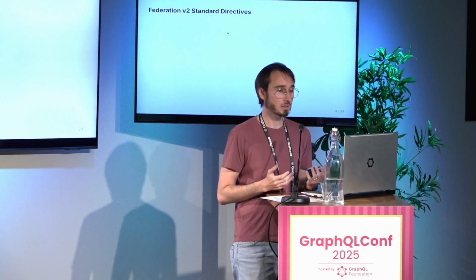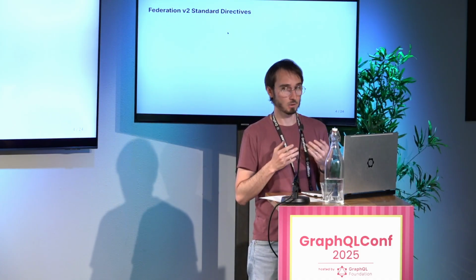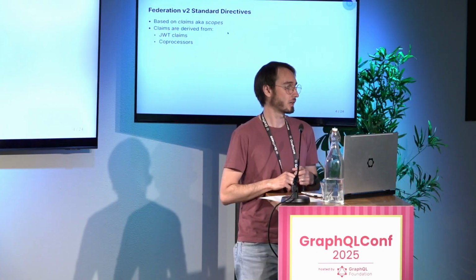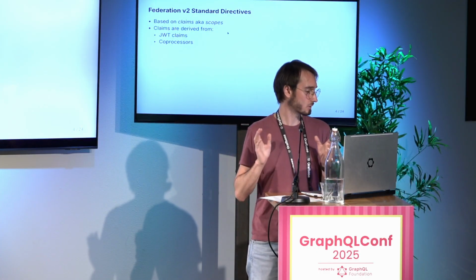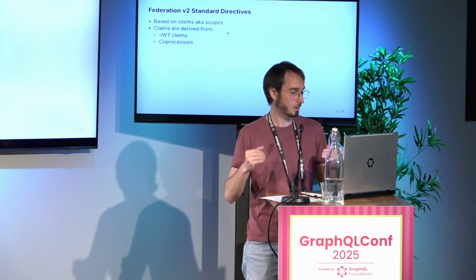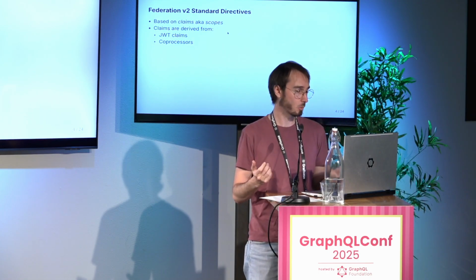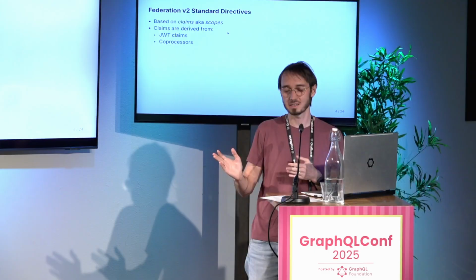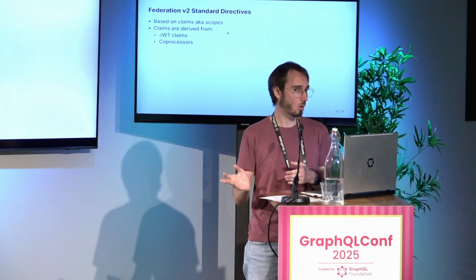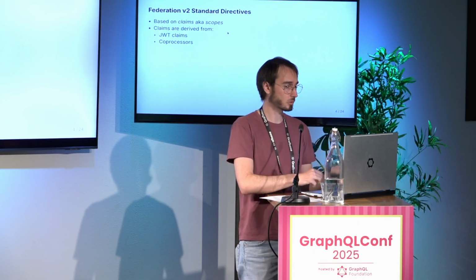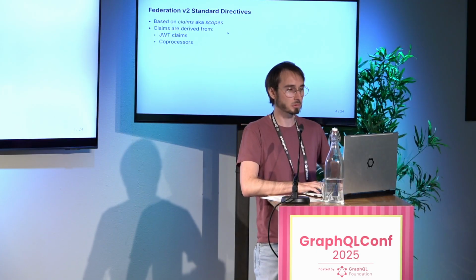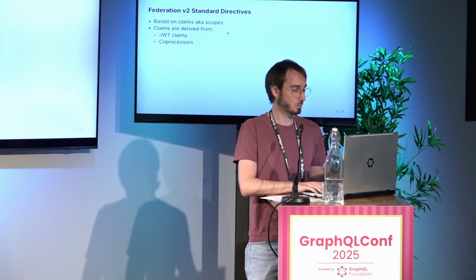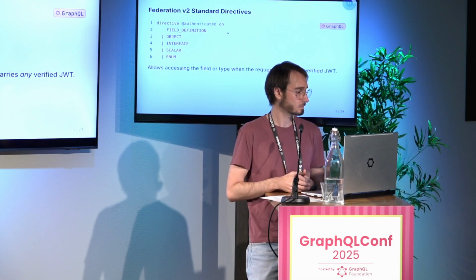So there are directives for authorization in the Federation v2 standard, and we're going to start with these. The basic thing that they work with are claims or scopes, and they are derived from your JWT claims if you have them. Or you can insert them based on request context with a plugin like scripts, coprocessors, anything that lives in your gateway that's your own code. So you can add extra claims based on the request.